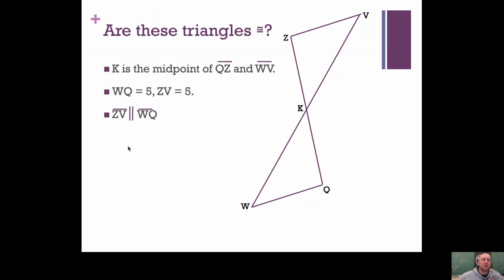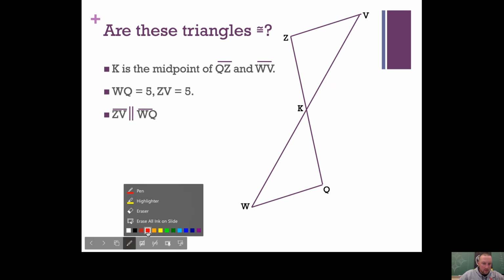This is part 3 of our video on section 5.4. It's on congruent triangles. They're asking, are these triangles congruent? They sure look like the same size and shape, but there's no marks on here. But they're going to tell you some stuff. For example, point K is the midpoint of segment QZ.